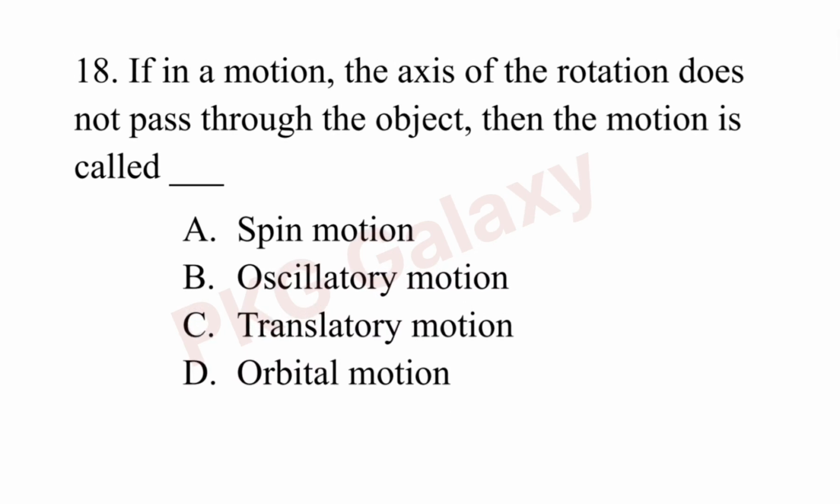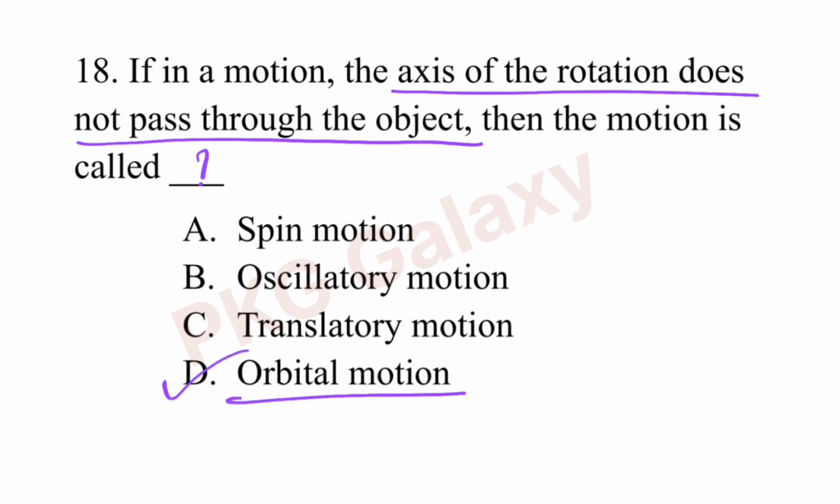If in a motion the axis of the rotation doesn't pass through the object, then the motion is called option A spin motion, option B oscillatory motion, option C translatory motion, and option D orbital motion. The correct answer is option D, it is orbital motion.